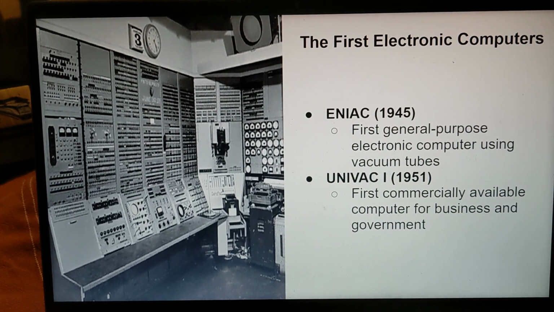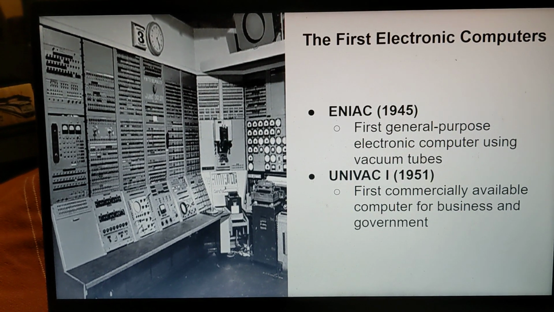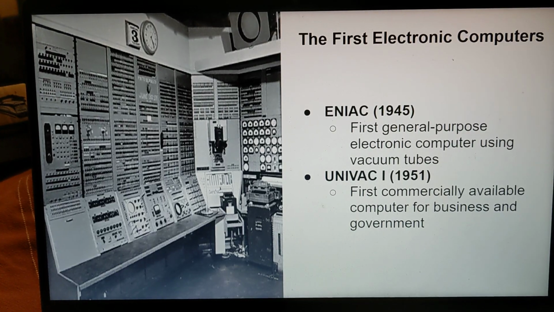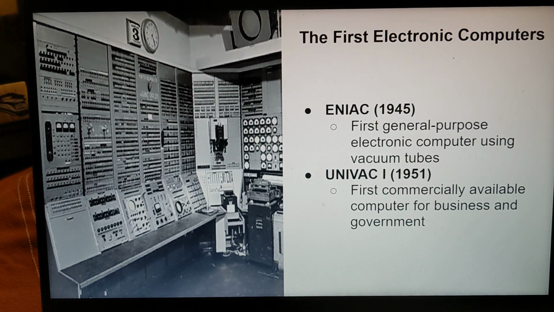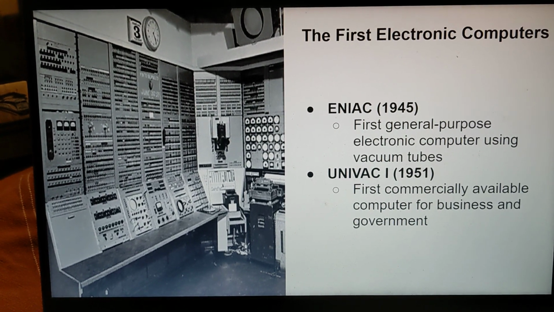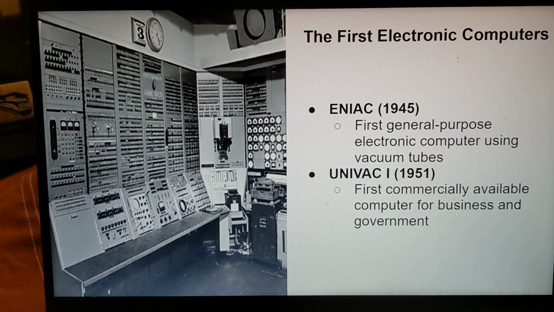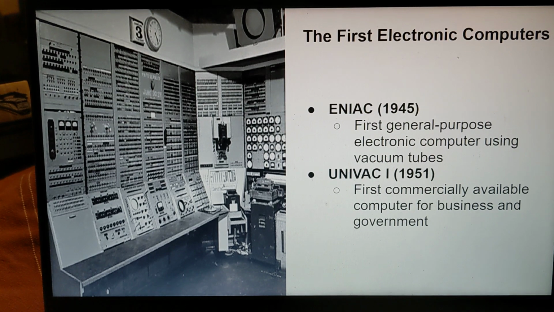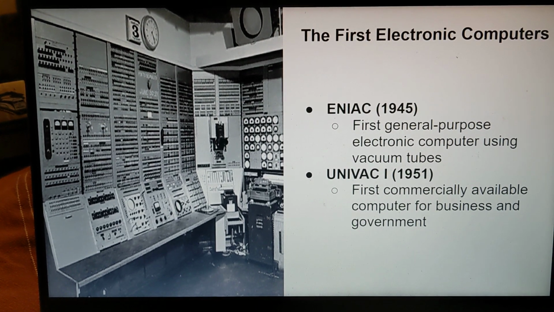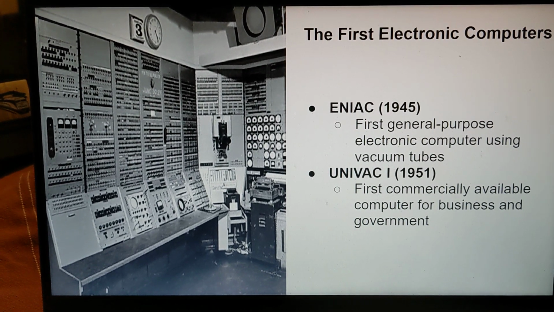The first true electronic computers, you have the ENIAC and the UNIVAC. The picture on the left here is not of one of these two. It's actually probably a little bit later, though it utilizes some of the same things that these two used, like the vacuum tubes.